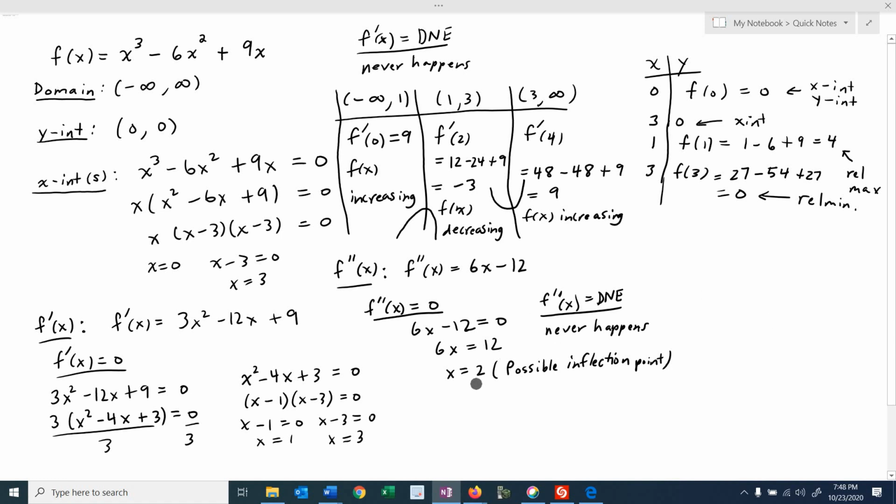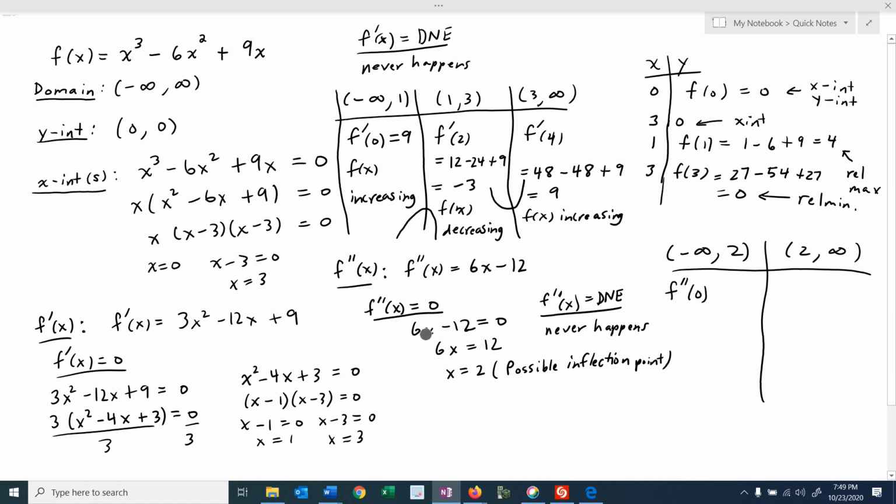Now, to find out whether it really is an inflection point, we have to check and see if the function is changing concavity at x equals 2. That's the definition of an inflection point. It's a point on the graph of the function where it changes concavity. Okay, so to do that, we're just going to create a sign chart for the second derivative. And so the first interval we need to look at is from minus infinity to 2, and then 2 to infinity. And then we're just going to pick test points in both of those intervals and plug them into the second derivative. Okay, so a good test point in here might be 0.